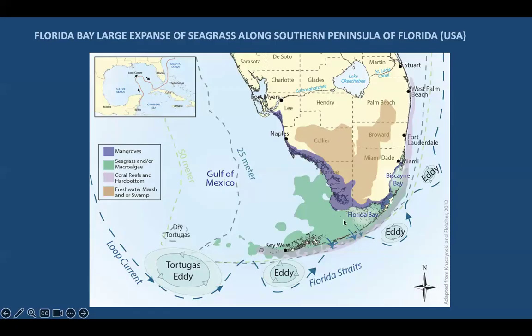Florida Bay can be seen here. It's a region between the southern tip of the Florida Peninsula and the Florida Keys, which is a highly populated series of islands linked by a road. But you can see it's part of the larger Everglades ecosystem, which is the freshwater marsh, the mangroves, and then this large seagrass system, and then coral reefs.